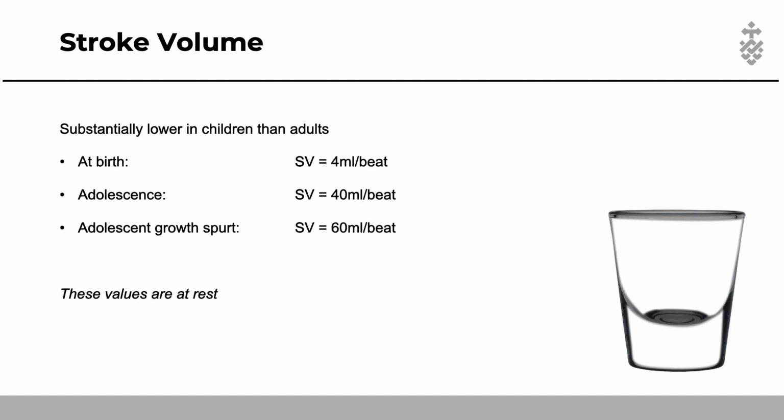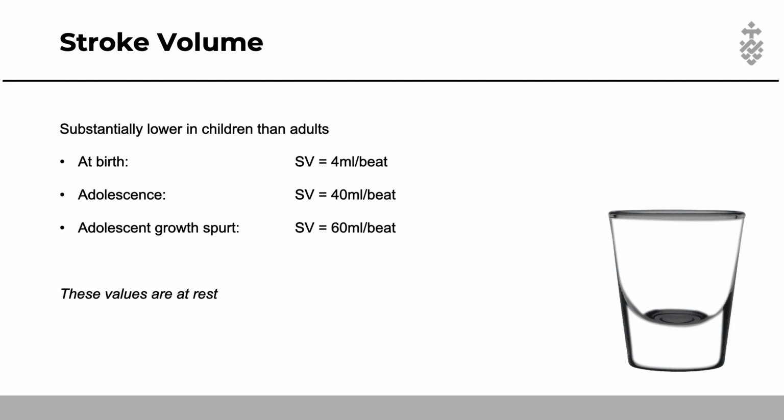Now, this partly actually explains why children have a higher heart rate. So they need a higher heart rate to pump out the amount of blood that they need to circulate around the body. Because they have this small heart size, they need their heart to beat faster to send the oxygen around. Now, at birth, stroke volume is only around 4 milliliters per heart contraction per beat.